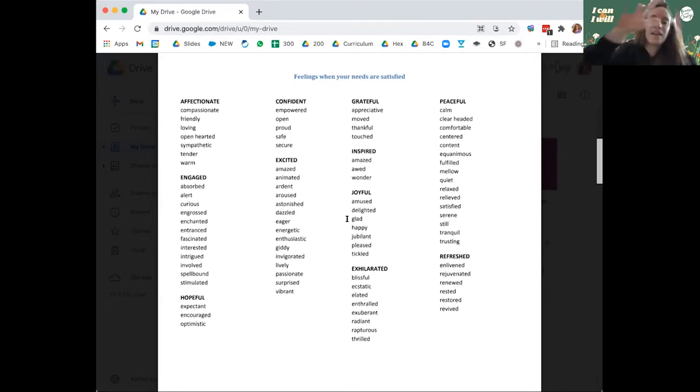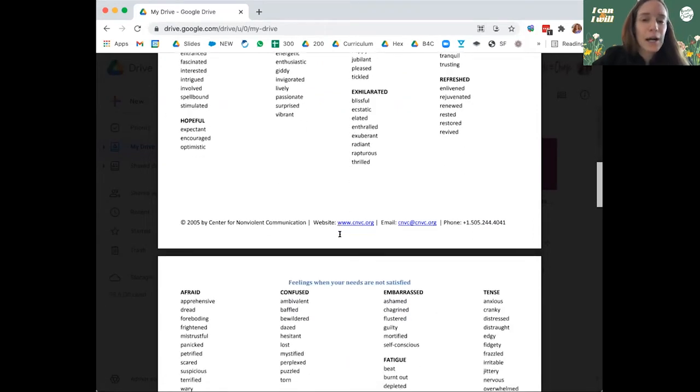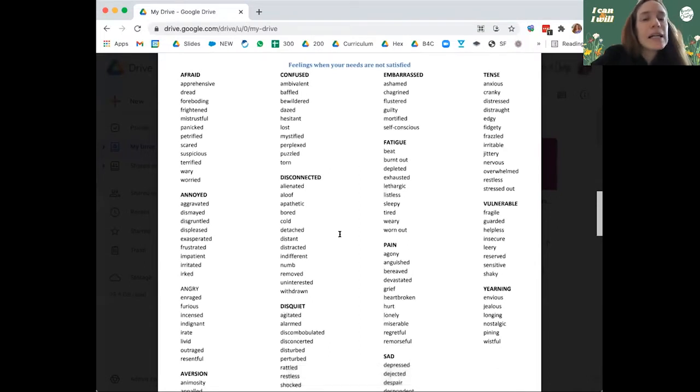And then you can create, I had a peace corner in my room and I would put up the feelings wall, and I would put the word next to it with their face so it can help them identify their feelings, whether or not they knew how to read it. And that's something that is super helpful in the early childhood and elementary realm, because printing out this list would be a little bit too challenging for them. But for the older ones, it's great. So this next page is feelings when your needs are not satisfied.